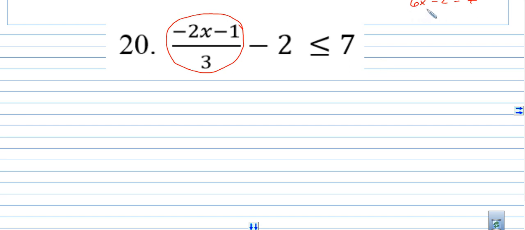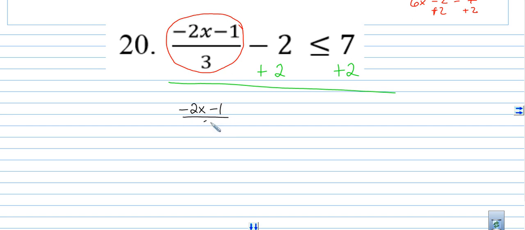Now what would you do first here? You would get rid of the minus 2 by adding 2, right? Well, that same process happens here. So the first thing we're going to do is add 2 to both sides. And so the negative 2x minus 1 all over 3 will come down. We didn't multiply or divide by a negative, so the sign stays the same. And 7 plus 2 is 9.